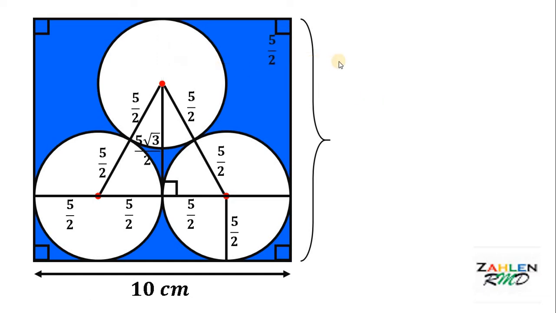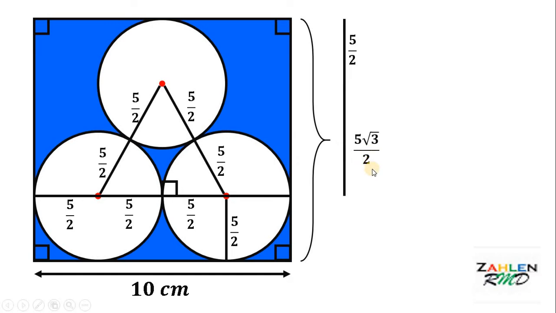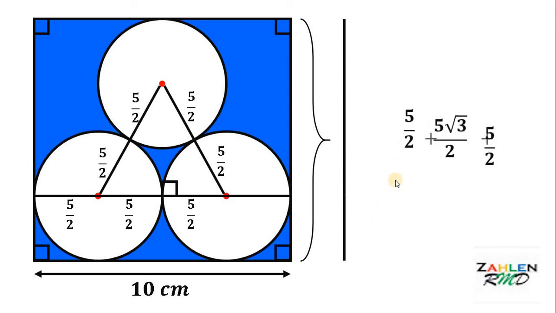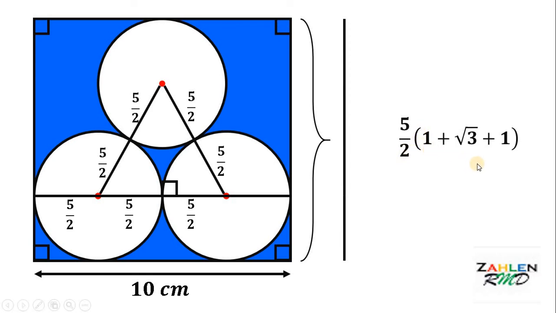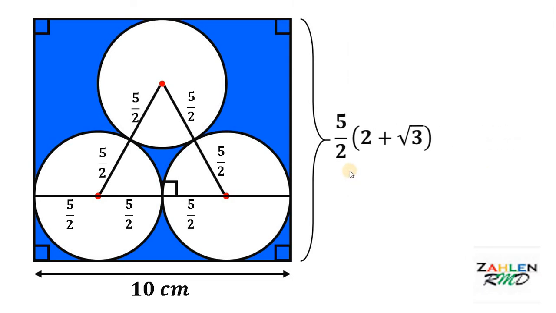So, we have 5 over 2 plus 5 square root of 3 over 2 plus 5 over 2. Therefore, the vertical distance of this quadrilateral must be equal to 5 over 2 plus 5 square root of 3 over 2 plus 5 over 2. Now, factor out 5 over 2 and that will give us 5 over 2 multiplied by 1 plus square root of 3 plus 1. Now, 1 plus 1 will give us 2. Now, we can say that the vertical distance of this quadrilateral must be equal to 5 over 2 multiplied by 2 plus square root of 3.